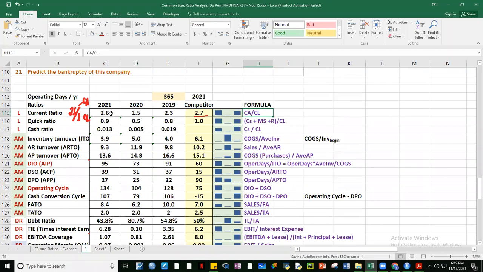Alright, so 2.6, okay siya. Pero when we looked at the quick ratio, which is a more strict measure of liquidity, kasi ang sinasama na lang dito, cash, marketable securities, at saka receivables, then 0.9 na lang yung quick ratio natin. No? In fact, mas mababa yun sa 2020, 0.5 lang. Okay? Pero si competitor 1, so ibig sabihin, mas capable si competitor in terms of quick ratio to pay their current obligations as compared to our company.